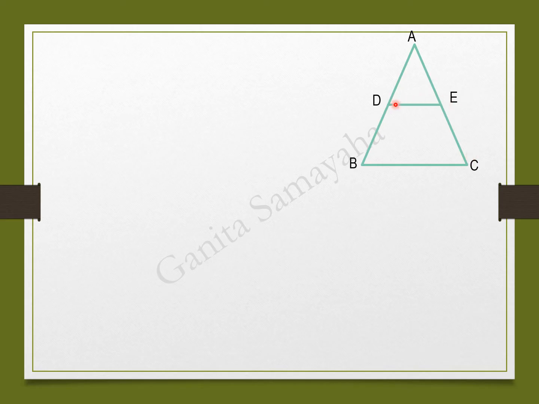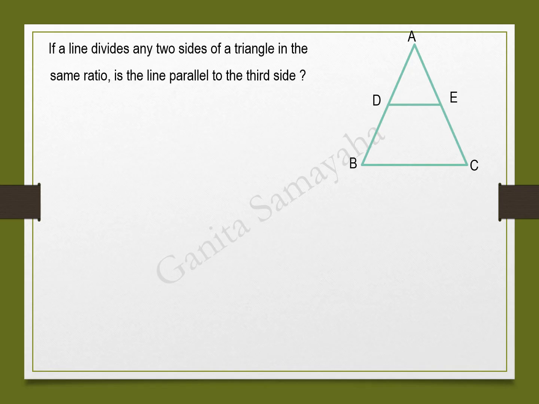That means, suppose you have some line DE such that it divides two sides of the triangle proportionally. That means, you have got points D and E such that AD by BD is equal to AE by EC. Is this line parallel to the third side? That means is DE parallel to BC? Okay, children. So let us establish that. If a line divides any two sides of a triangle in the same ratio, is the line parallel to the third side?